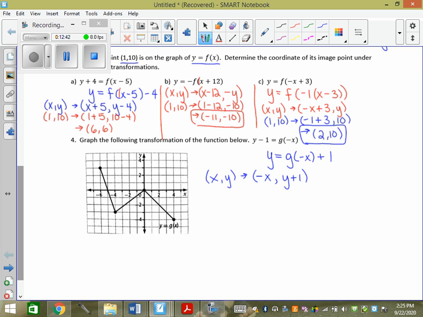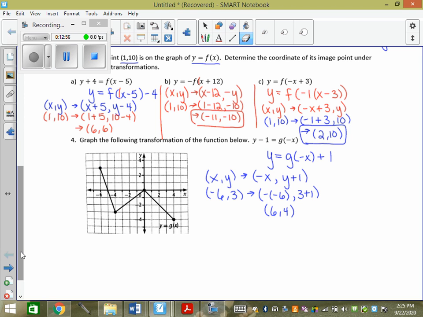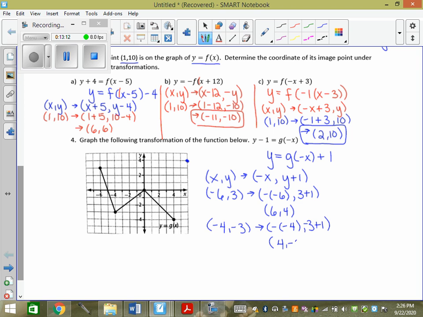So I'll use my (negative 6, 3) first. (Negative 6, 3) becomes (negative negative 6, 3 plus 1). So it becomes (6, 4). And I'm going to plot that. And I go to my next one because I want to go in order. (Negative 4, negative 3) becomes (negative negative 4, negative 3 plus 1), which is (4, negative 2). I plot that, connect.